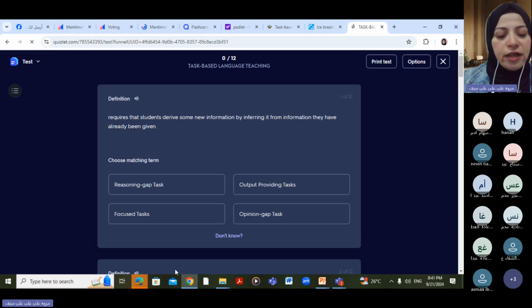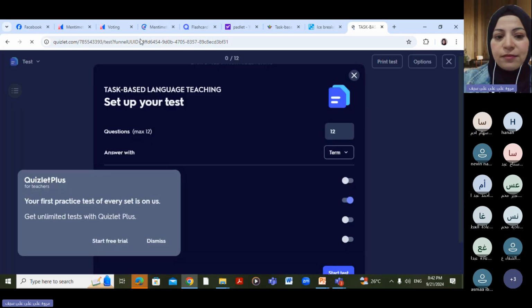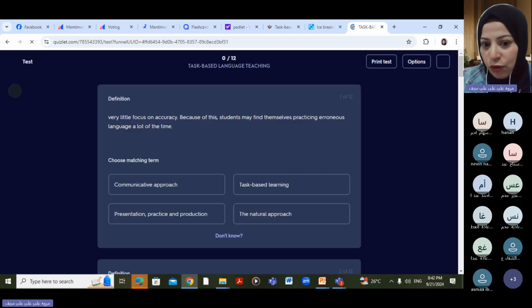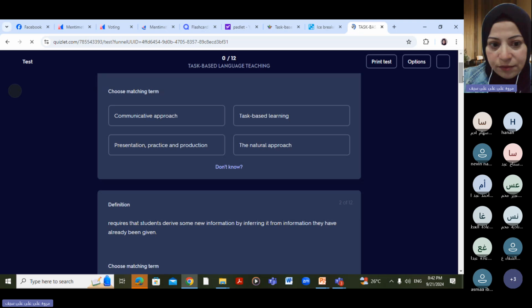Okay, so again, back to the first question. The concept that you will choose from these requires that the students derive some new information by inferring it from information they have already been given. Do you remember this kind of task, guys? Reasoning gap task. Excellent. Yeah, that's it. Reasoning. Very good. So let's move to the next one.